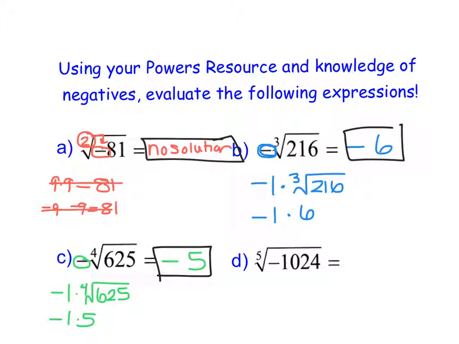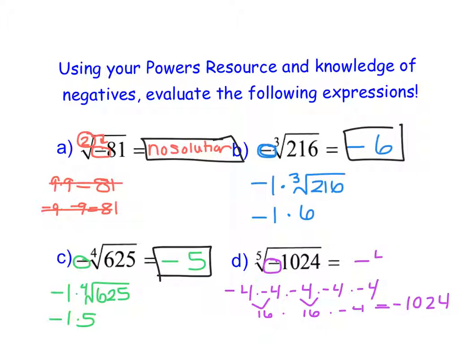And then lastly here, I see that I have a negative on the inside. So I'm trying to figure out what number times itself 5 times will give me a negative 1024. Well, I know that a positive 4 to the power of 5 is 1024. So when I look at negative 4 times itself 5 times, this would be positive 16. Then I have that negative 4 left. If I multiply those together, I end up with a negative 1024. So here my answer would be negative 4 times itself 5 times gives me a negative 1024.